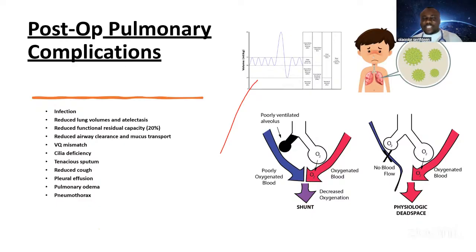So VQ mismatching as well. I think in the last lecture I explained this one, so I won't go back to that again. Ventilation, perfusion stuff. But the idea I will say here is postoperatively, a patient that is standing is better than a patient that is sitting. Is that making sense? A patient that is sitting is better than a patient that is lying down.